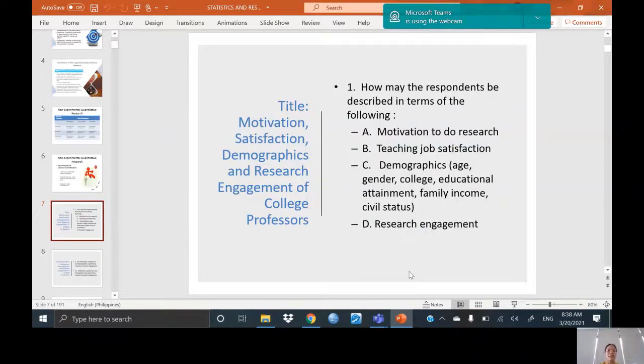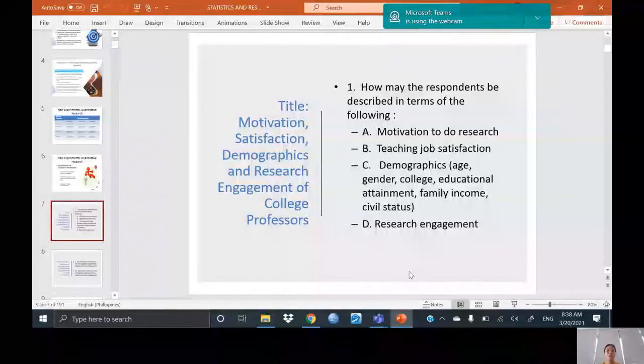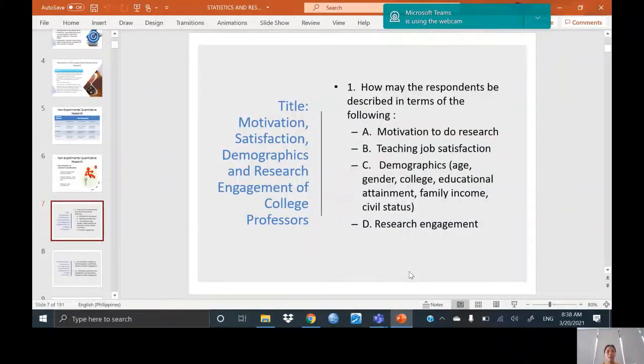Okay, I've got here sample problems which you would often see in theses and research journal articles. I've got a sample research wherein the title is Motivation, Satisfaction, Demographics, and Research Engagement of College Professors. There are three statements of the problem. The first one, you will see from my slide over here.